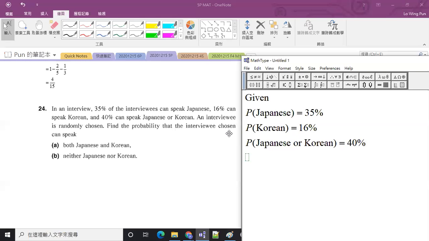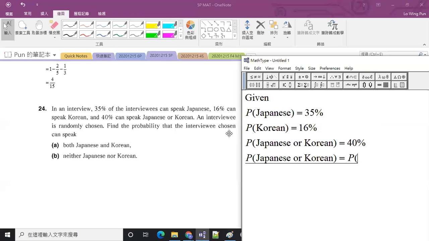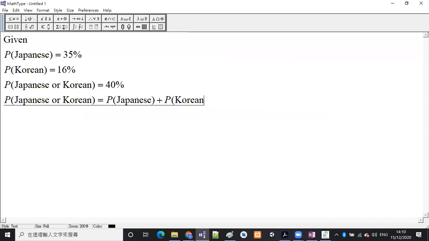So we are going to do this. P(Japanese or Korean) is equal to P(A or B), which is equal to P(A) plus P(B) minus P(A and B), right? So P(A) plus P(B), and then minus P(A and B).